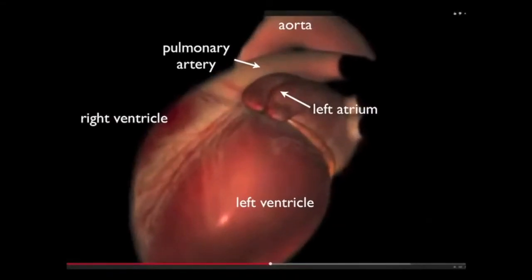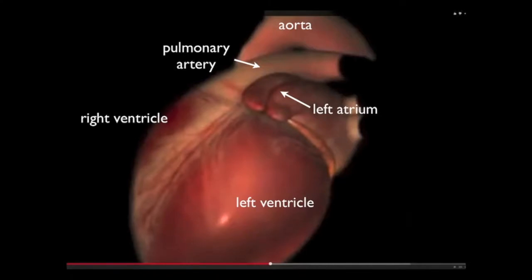This figure shows the heart with the left atrium, the left ventricle, the right ventricle, the pulmonary artery, and the aorta. The right atrium is hidden and is not shown in this figure.